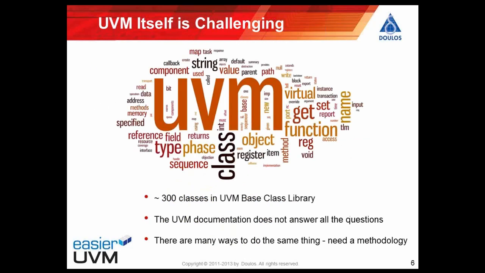So UVM has about 300 different classes. Some of them are not very well documented. The documentation doesn't answer everything. So there was a need to propose some guidelines to use UVM and start saying, okay, I need to do something. Where do I look and how do I start?